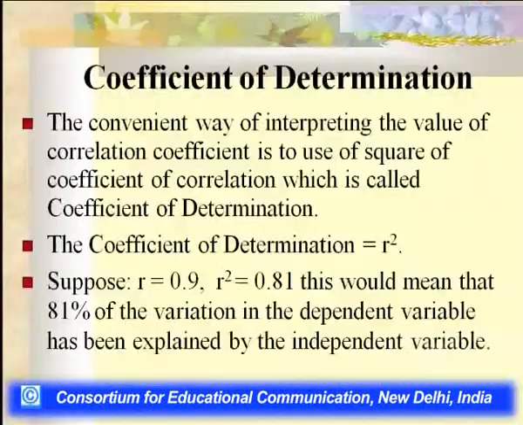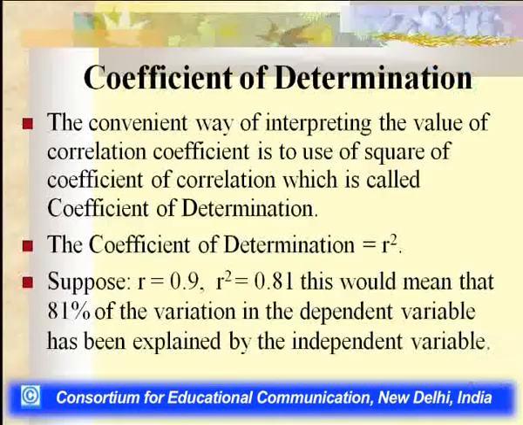Now we are coming on to the concept of coefficient of determination. The convenient way of interpreting the value of the correlation coefficient is to square the coefficient of correlation, which is also called the coefficient of determination. The coefficient of correlation is denoted by r, and if you square it, we call it r square. The r square is also called the coefficient of determination. Suppose r is 0.9. The coefficient of determination would be 0.9 into 0.9, that is 0.81. So this would mean that 81% of the variation in the dependent variable has been explained by the independent variable.